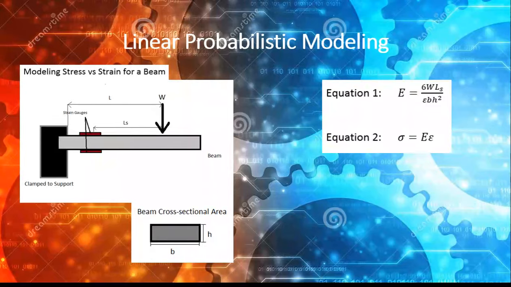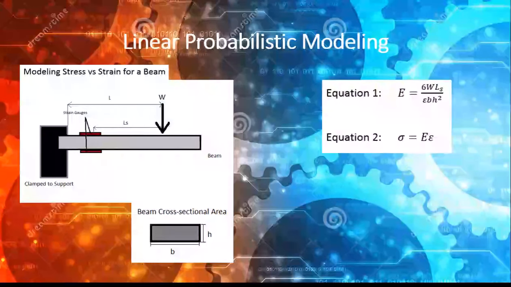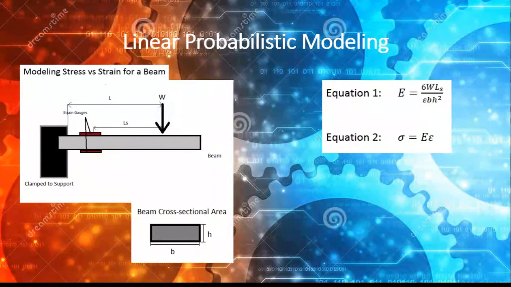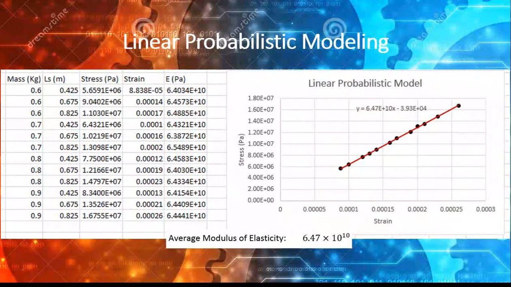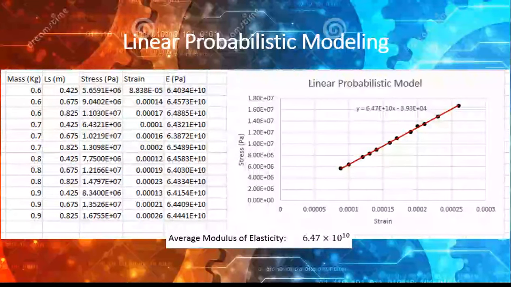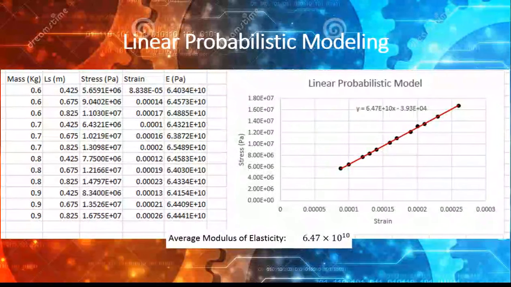It is also important to notice, just by looking at equation 2, we can tell that the stress and strain form a linear relationship with one another, therefore making a linear regression line a good candidate for modeling this data. When we plot the data, the slope of the regression line is equal to the average Young's modulus, which is 6.47 times 10 to the 10th. By comparing this value with the known Young's modulus for different types of metals, it was determined that the test beam was made from aluminum.